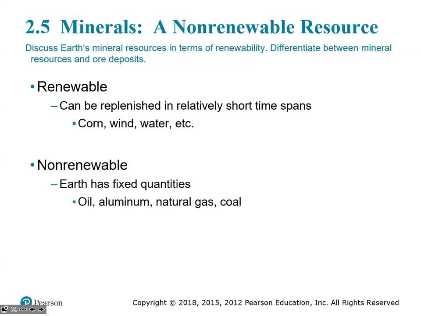Non-renewable are things where Earth has more or less a fixed quantity. Yes, there are processes that are replacing them, but they take such long periods of time, we're using them much faster than they're being replenished. These are things like oil, aluminum, natural gas, coal. So oil, natural gas, and coal, especially coal, the processes that generated coal just aren't happening anymore. So we can run out.